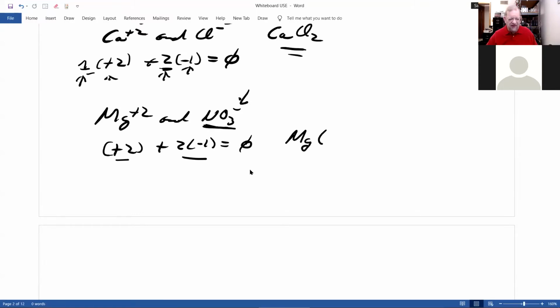When you have a polyatomic ion more than 1, you put it in a bracket, like I just did, and subscript, you put the number, how many you have. In this case, 2. And that's how you do it.